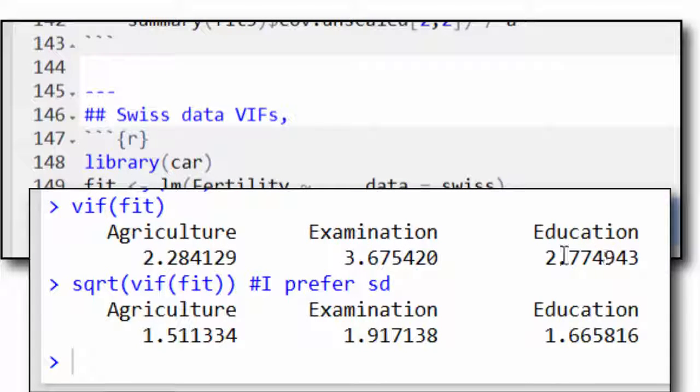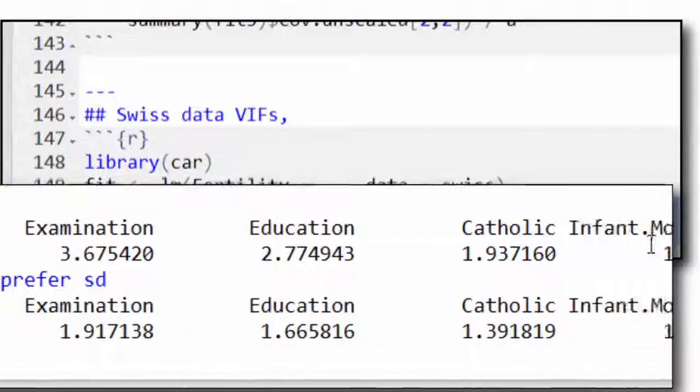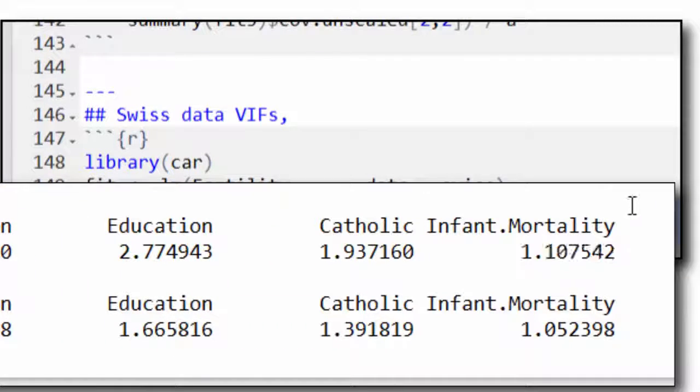And we know that examination and education are highly related, so that's why these two have very high variance inflation factors relative to some of the other ones. And you can see, take a variable like infant mortality, which has a very low variance inflation factor. Infant mortality is largely going to be unrelated to any of these other variables by and large, and so you can see that it doesn't have a large variance inflation factor because it is pretty much unrelated to the other variables anyway.